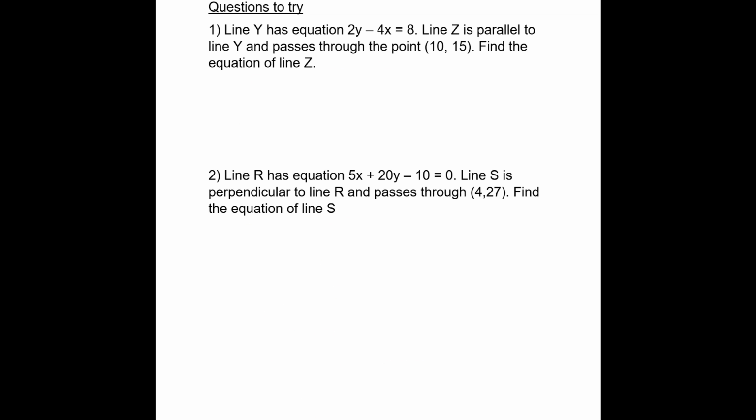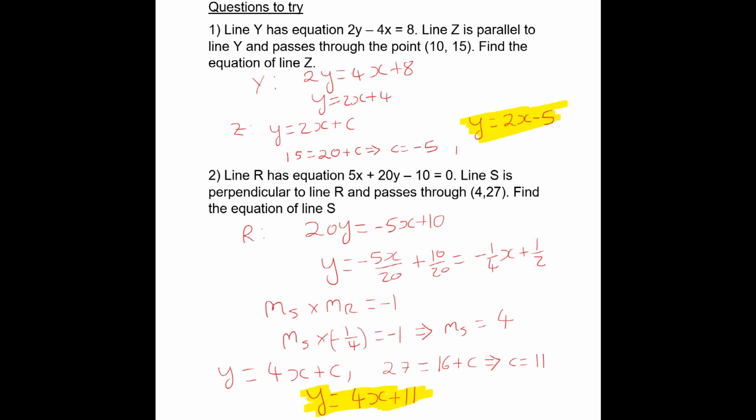Here are the answers. You should have y equals 2x minus 5 for the equation of line z, and y equals 4x plus 11 for the equation of line r.